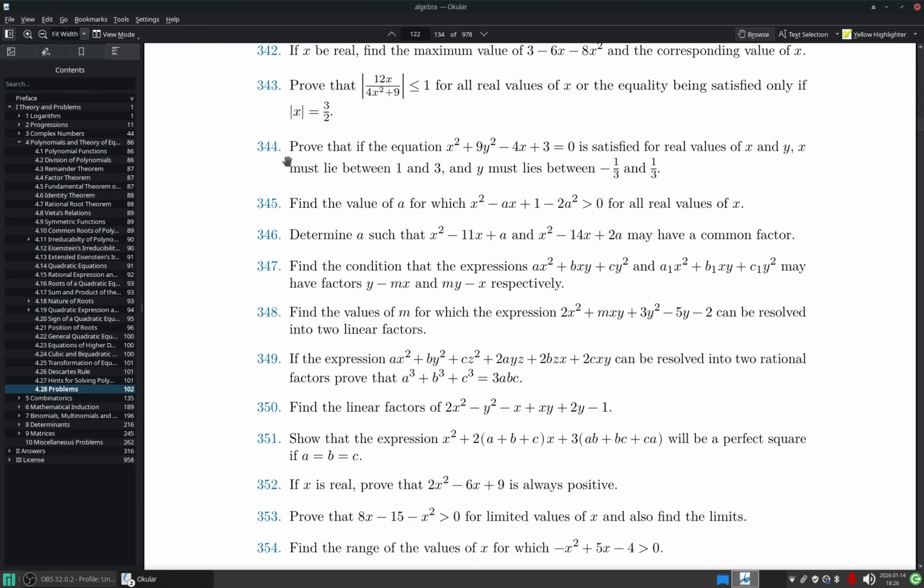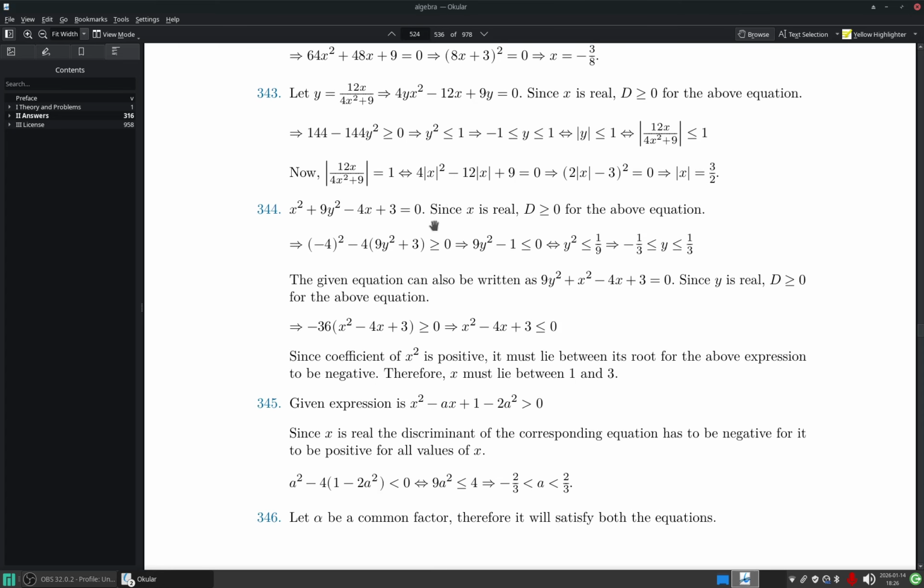Question 344 says that prove that if the equation x square plus 9y square minus 4x plus 3 is equal to 0 is satisfied for real values of x and y, x must lie between 1 and 3 and y must lie between minus 1 by 3 and 1 by 3. So since x is real for this given equation, the discriminant would be greater than or equal to 0. So discriminant would be minus 4 whole square minus 4 into 9y square plus 3 greater than or equal to 0, which gives us 9y square minus 1 less than or equal to 0. So y square is less than or equal to 1 by 9, that is, y will lie between minus 1 by 3 and 1 by 3.